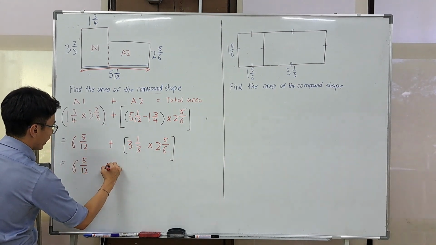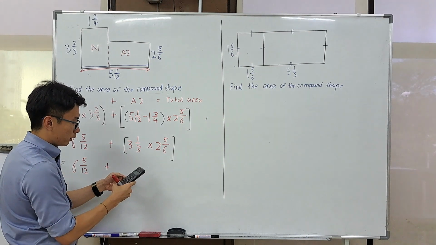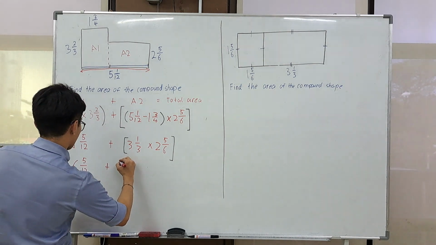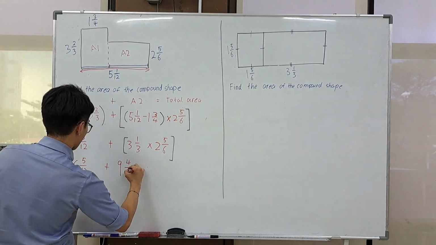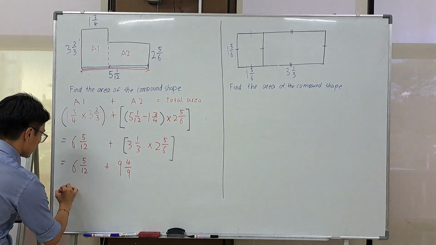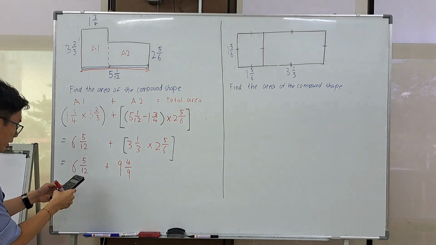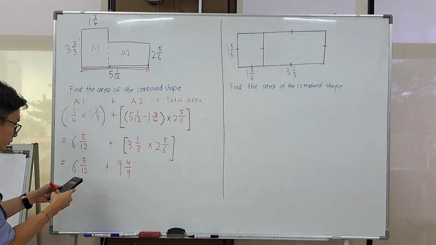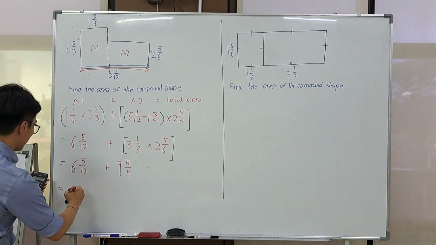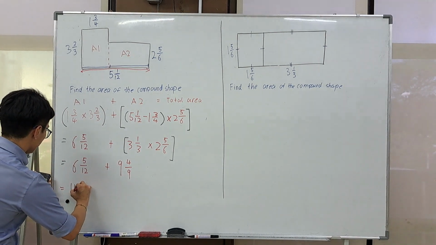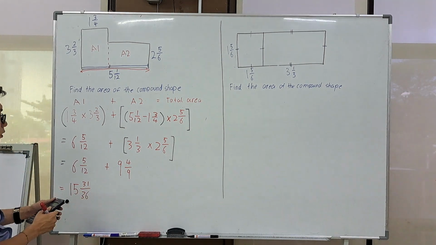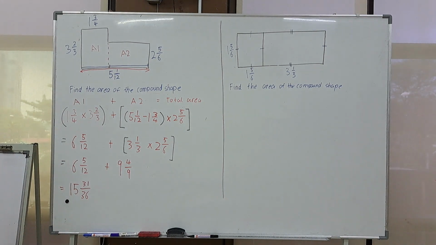Since I have calculated this, I will continue to write this down. So this is 5/12, and I'm gonna add with my area 2. Very quickly, I'm gonna press this in my calculator. Over here, I will get 4/9. Now, since I'm done with this already, all I need to do now is to add up these two. I will add up right now very quickly. Once I'm done, my final answer here will be 15 31/36. That's how you solve it.